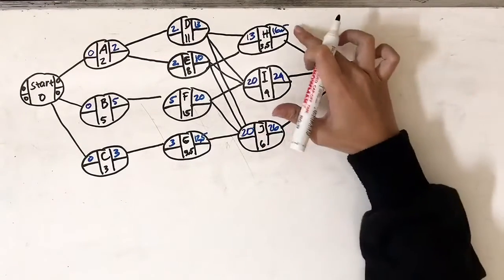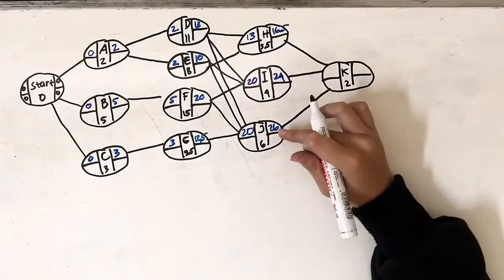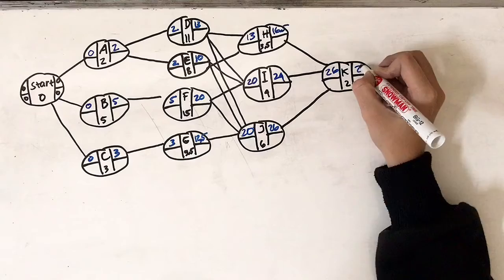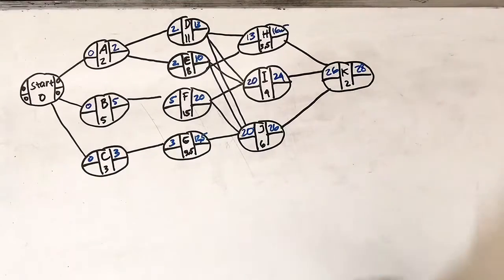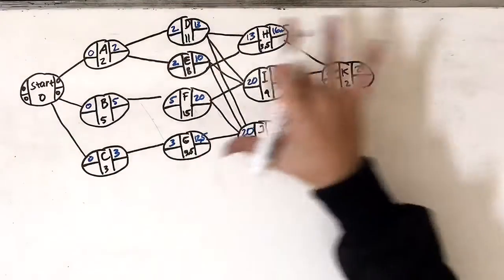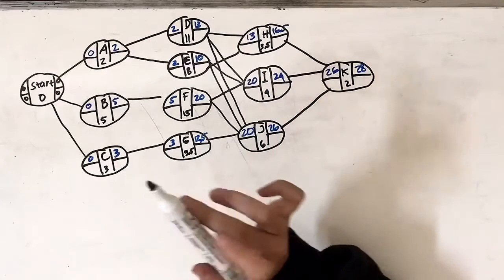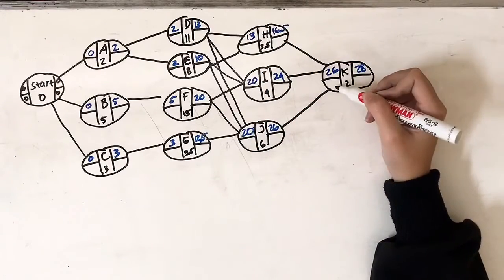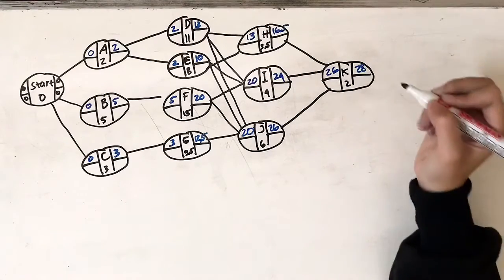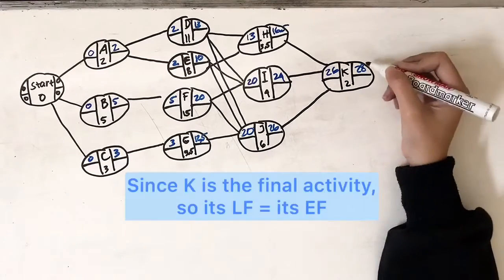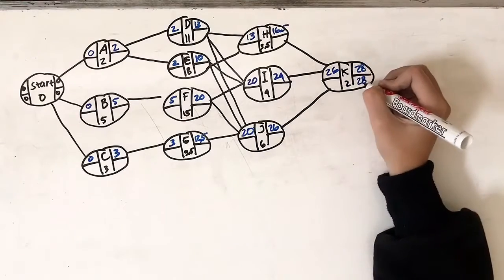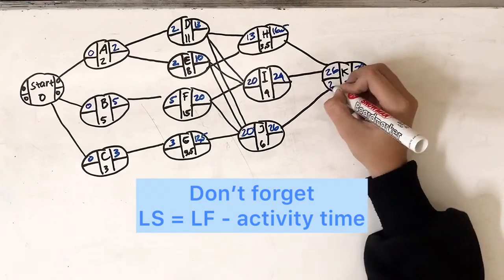Last one, activity K, the earliest start equals 26, the earliest finish of activity J, and then its earliest finish is 28. We're done with the earliest start and earliest finish. Now we're calculating the latest finish and latest start. Starting from K, since it is the final activity, its latest finish equals its earliest finish, which is 28. So then the latest start is 28 minus 2.